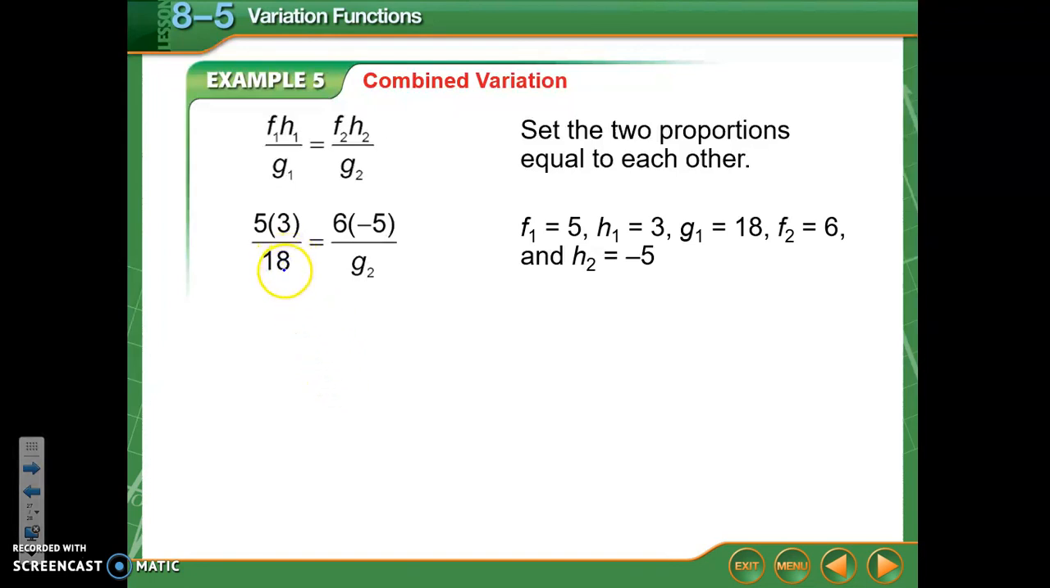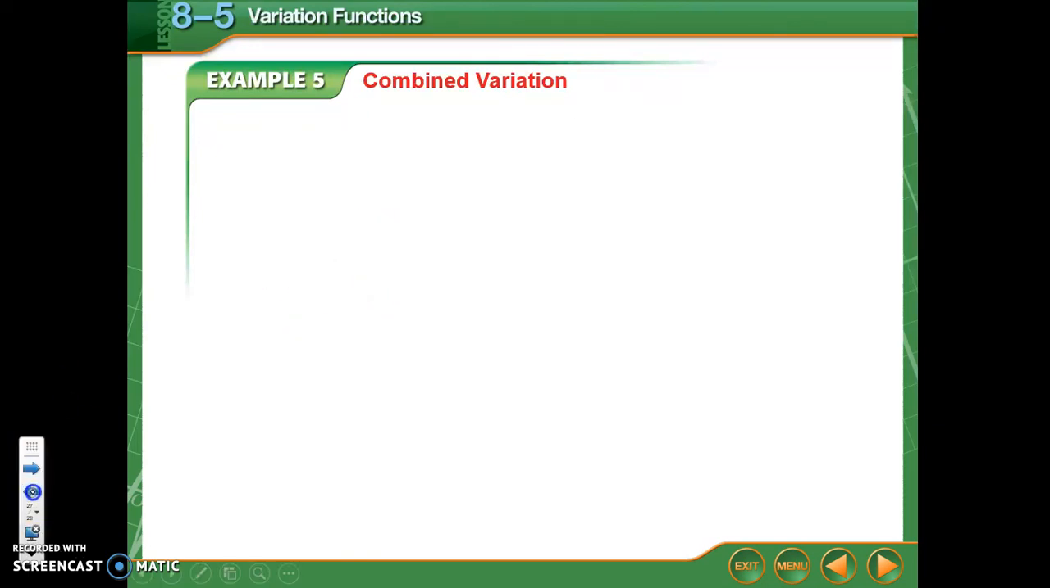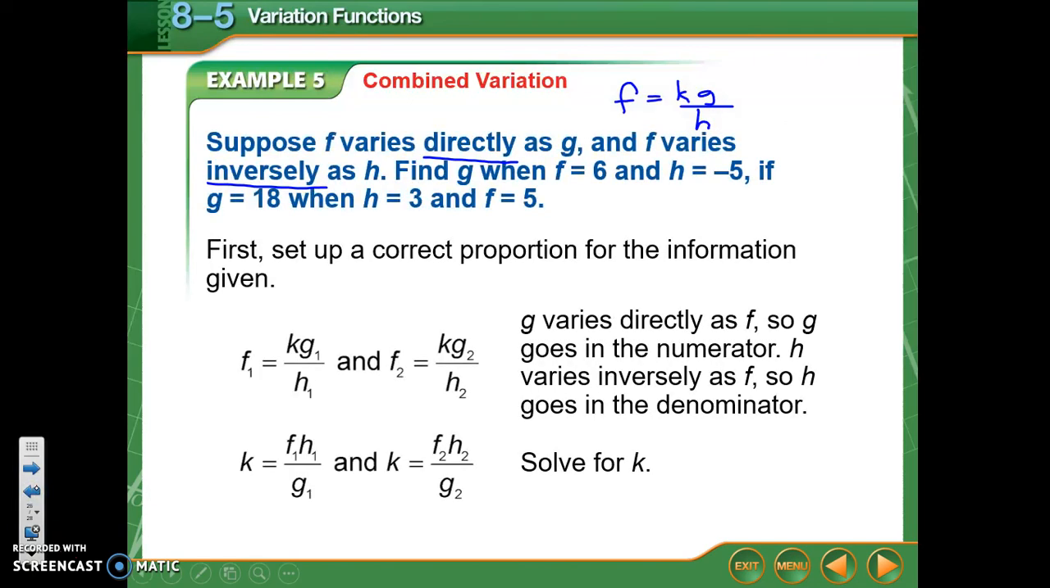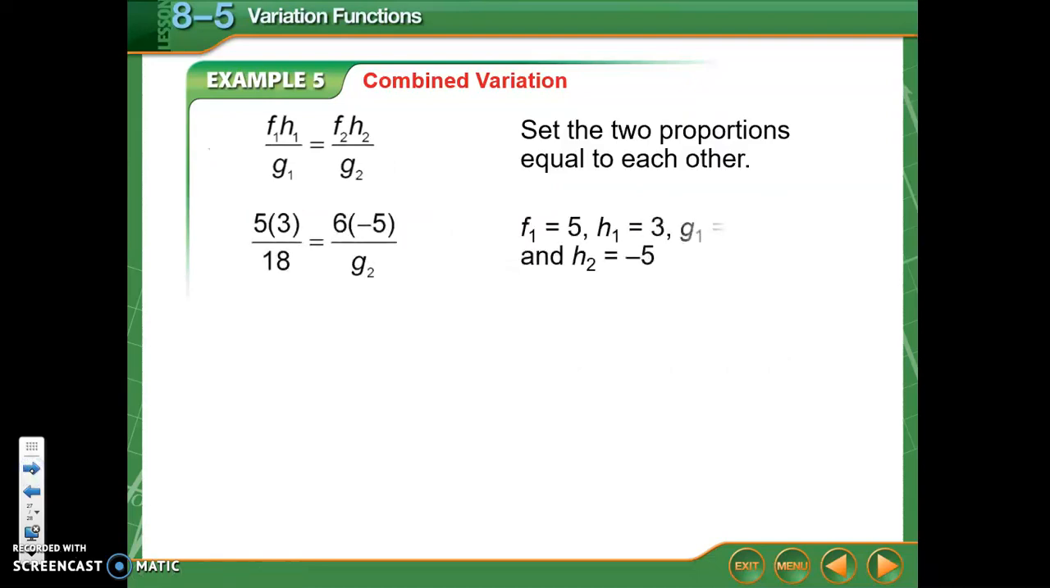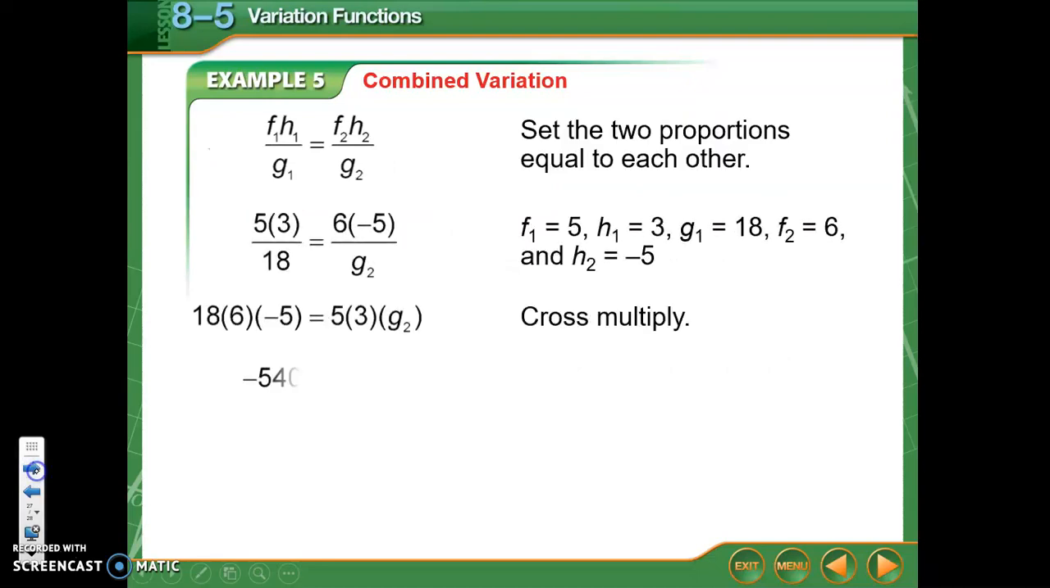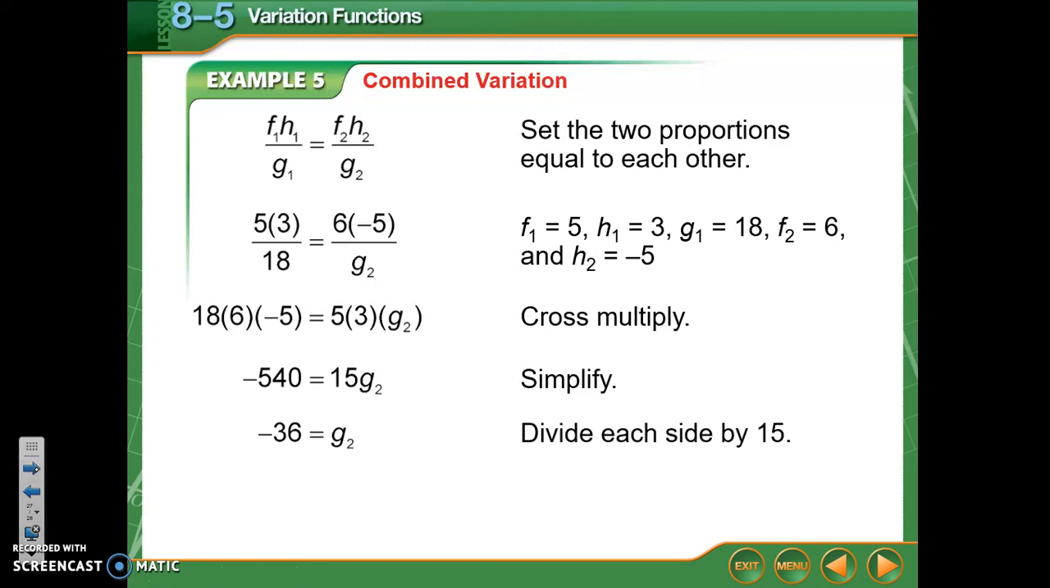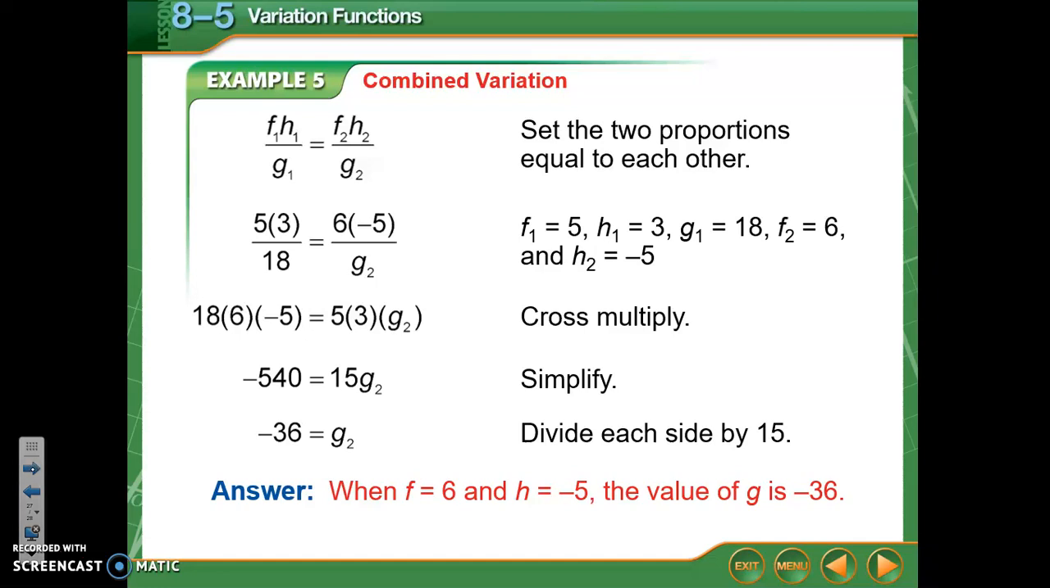So 5, 3, and 18 go here, 6, -5, and G sub 2 go here because that's what we're solving for. If you remember looking back at this, it says we're finding G when F equals 6 and H equals -5. And then when we cross multiply and solve, we get -540 divided by 15, which is -36. That would be the value of G.